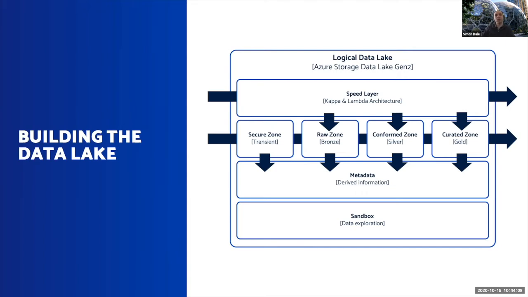Above these different zones, we have a speed layer, which is to deal with streaming. That allows us to almost accelerate the value through to the end user. Using Databricks, which is built on Apache Spark, supports micro-batch processing of data. So you've got near real-time functionality through that zone.